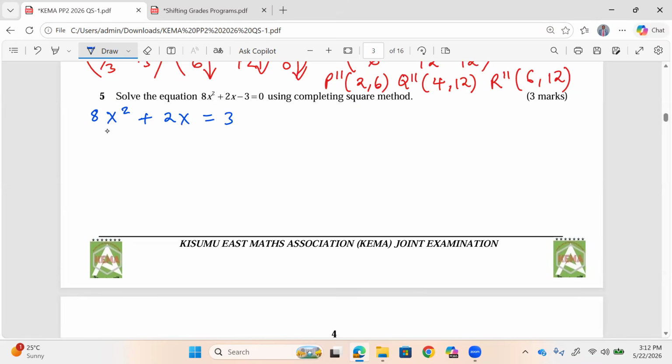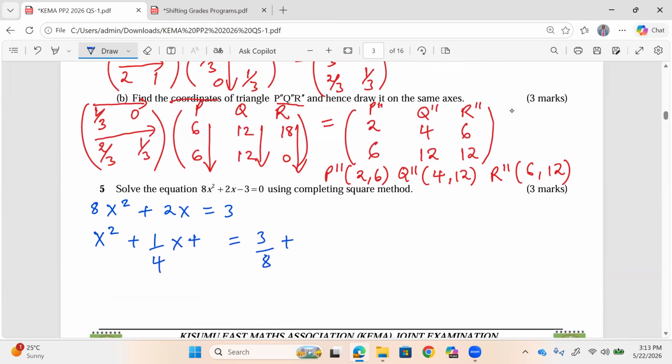Divide by 8 through, because the coefficient of x squared is supposed to be made 1. So this now shall be x squared plus 2 out of 8, which becomes a quarter x, equals 3 over 8. The other thing is that we add a constant to both sides. How is this constant being added? The constant should be that when b is divided by 2, then squared, it is equal to the constant.